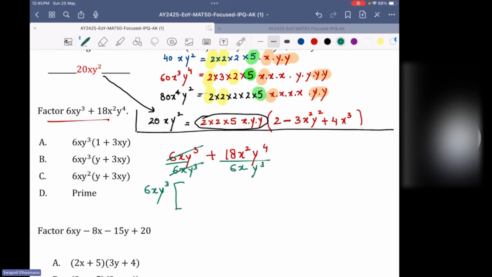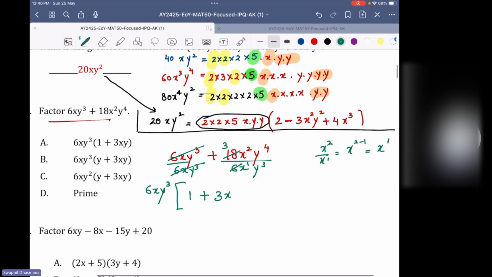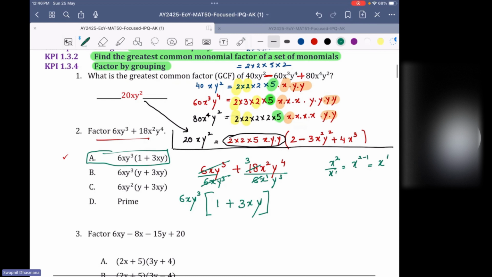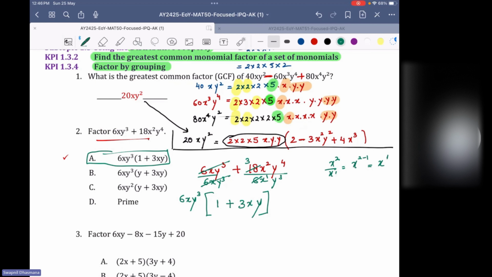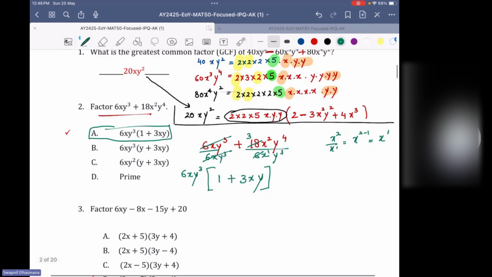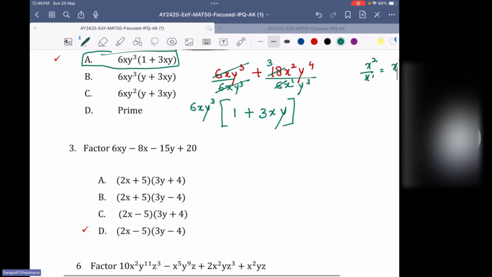So this would be 1. This is 3 times 1x. So whenever you divide, you always subtract the powers. So that will be x, same way as will be y. This is your answer. As you can see here, option A seems correct. So these are two ways. The first one is the very long but easy way, and the second one is for those who understand this process. Now this is the second part where you have to group.